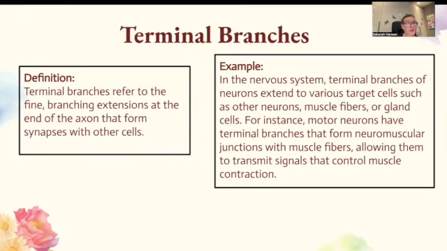Terminal branches. Terminal branches refer to the fine branching extensions at the end of the axon that form synapses with other cells. For example, in the nervous system, terminal branches of neurons extend to various target cells, such as other neurons, muscle fibers, or gland cells. For instance, motor neurons have terminal branches that form neuromuscular junctions with muscle fibers, allowing them to transmit signals that control muscle contraction.